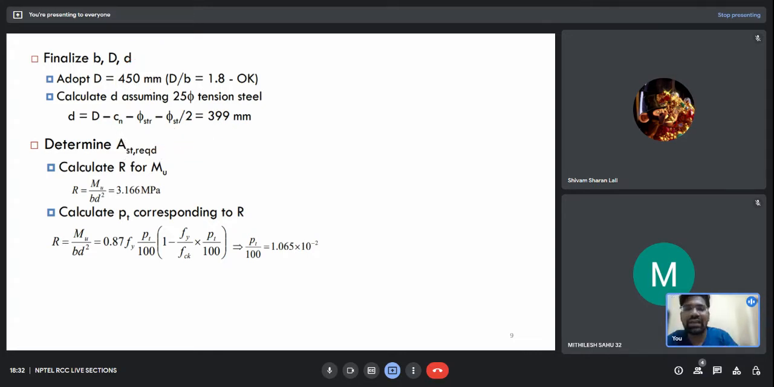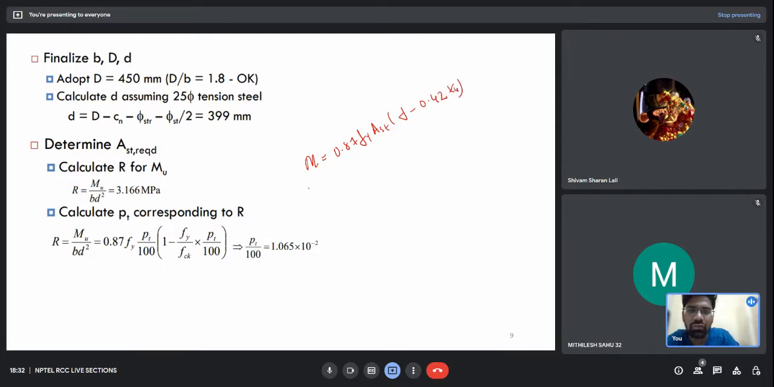So we have the dimensions of the beam. Now what further is needed? We need the area of steel. So how can the area of steel be calculated? Again, don't get scared with these formulas, I think you can derive them very easily. M is equal to 0.87 fy Ast into d minus 0.42 xu.